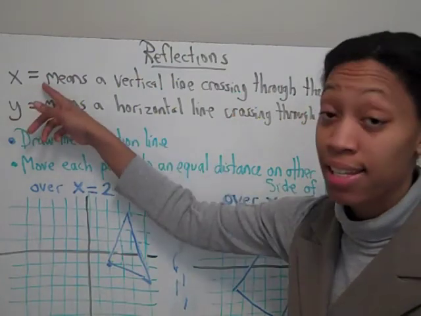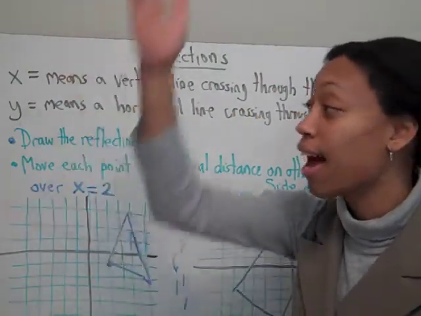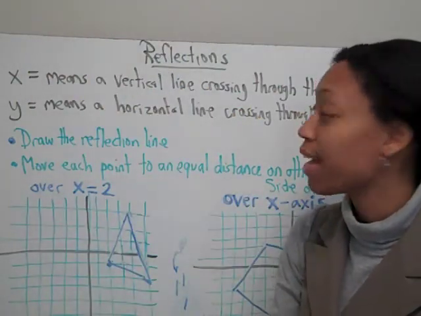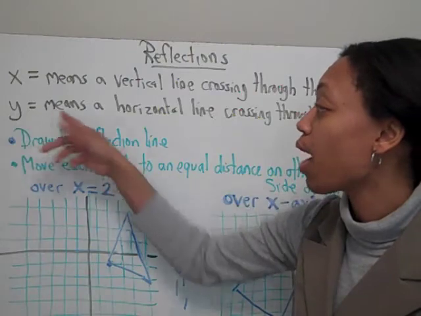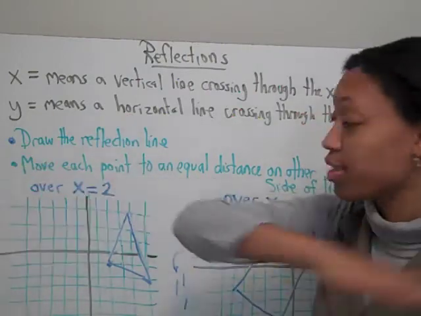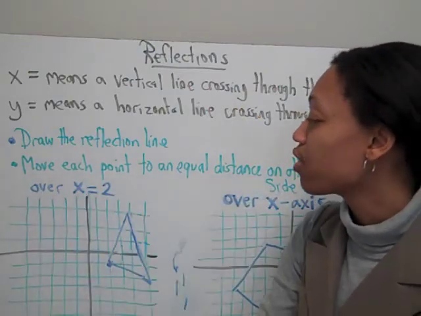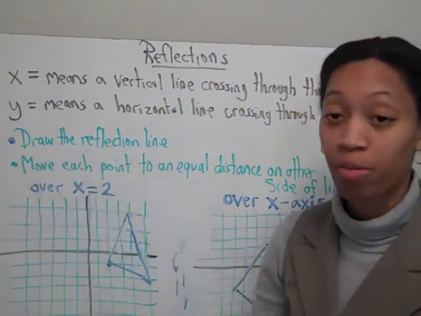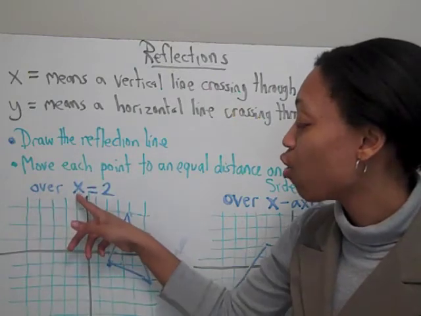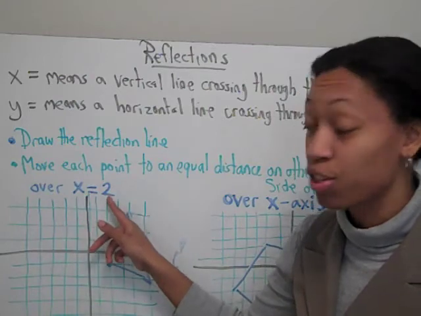If you have x equals, that means you're going to have a vertical line, a line that crosses through the x-axis. And if you have y equals, that's a horizontal line, a line that crosses the y-axis. All right, so let's look at this first one. Let's draw the reflection line and see if we can reflect over x equals 2.